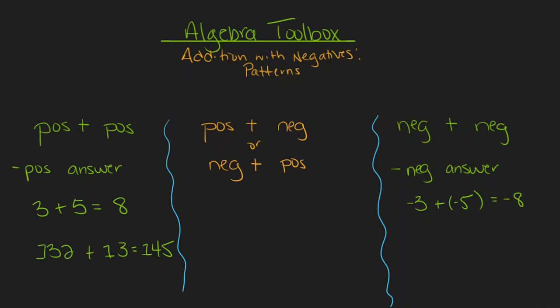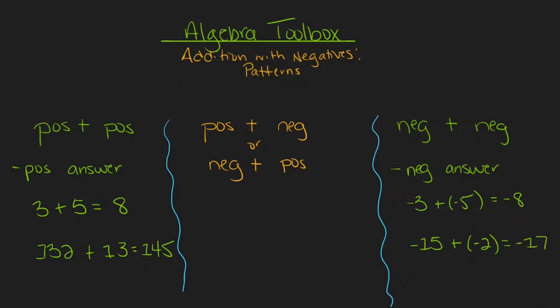Let's see another example with this. Let's say we had something like negative 15 plus negative 2. Once again, because both of these values are negative, I can think about their positive counterparts and work through the problem that way. So instead of thinking of negative 15 and negative 2, I'll think of positive 15 and positive 2. Well, positive 15 plus positive 2 is 17. Negative 15 plus negative 2 is negative 17.